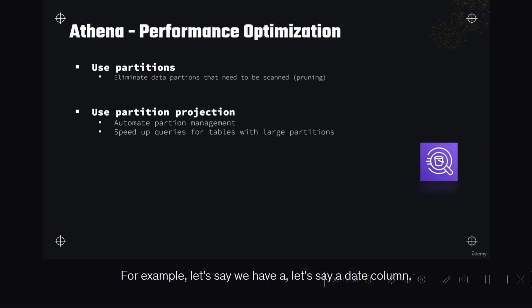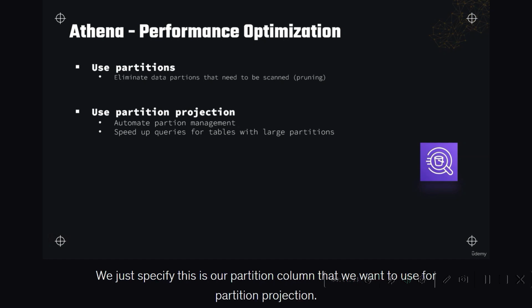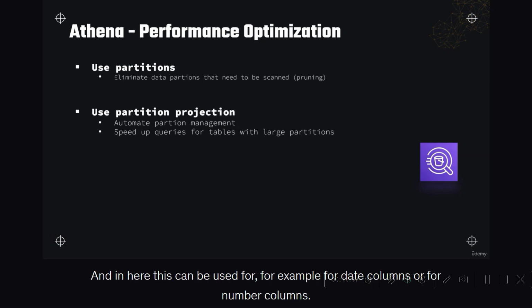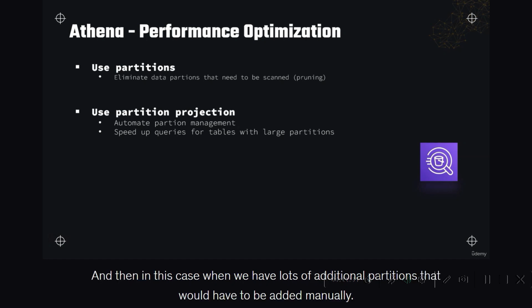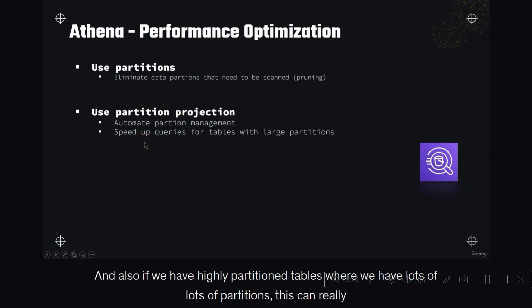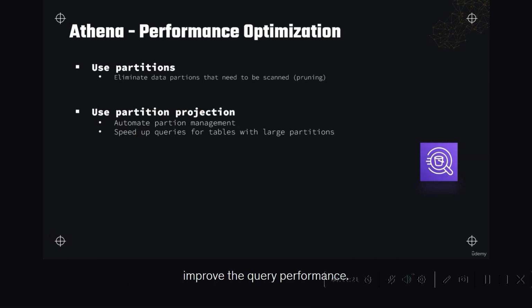For example, let's say we have a date column. We just specify this is our partition column that we want to use for partition projection. This can be useful, for example, for date columns or for number columns, so sequences where the values are really predictable. So date, for example, or maybe some ID column. And when we have lots of additional partitions that would have to be added manually, and also if we have highly partitioned tables, this can really improve the query performance.